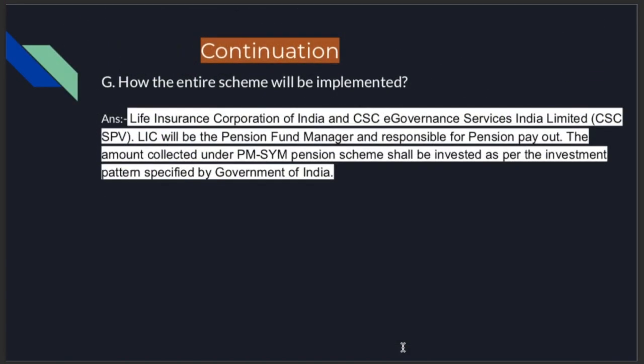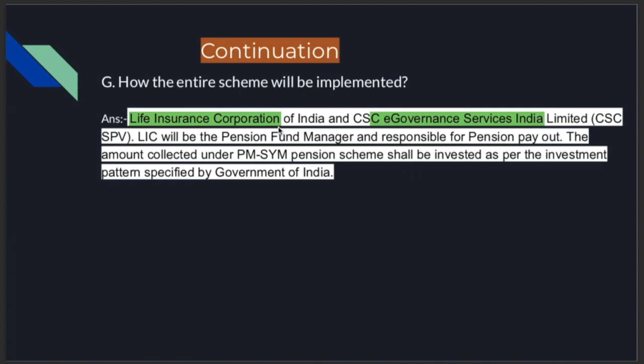Now, the last point related to the Pradhan Mantri Shram Yogi Mandhan Yojana is how the entire scheme will be implemented. The entire scheme will be implemented by Life Insurance Corporation of India, LIC, and Common Service Center E-Governance Service India Limited. Now, UPSC may confuse you by making an option that it will be implemented by all the private and the public insurance corporations or companies. No, it will be done only by LIC, along with Common Service Center E-Governance Service Limited.